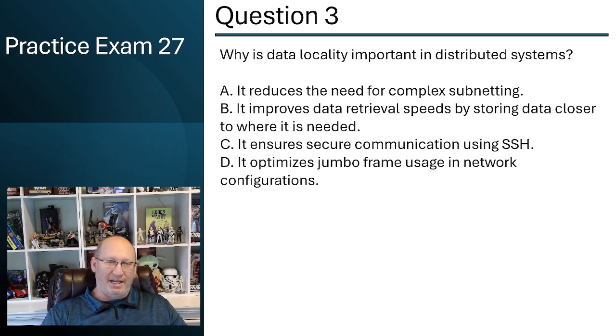If you guessed D, it optimizes jumbo frame usage and network configurations, you would be incorrect. It's going to be B. It improves the data retrieval speeds. That's what locality is important for, right? And that's because by putting our systems closer together, we improve those data speeds, and that's where it comes into play.